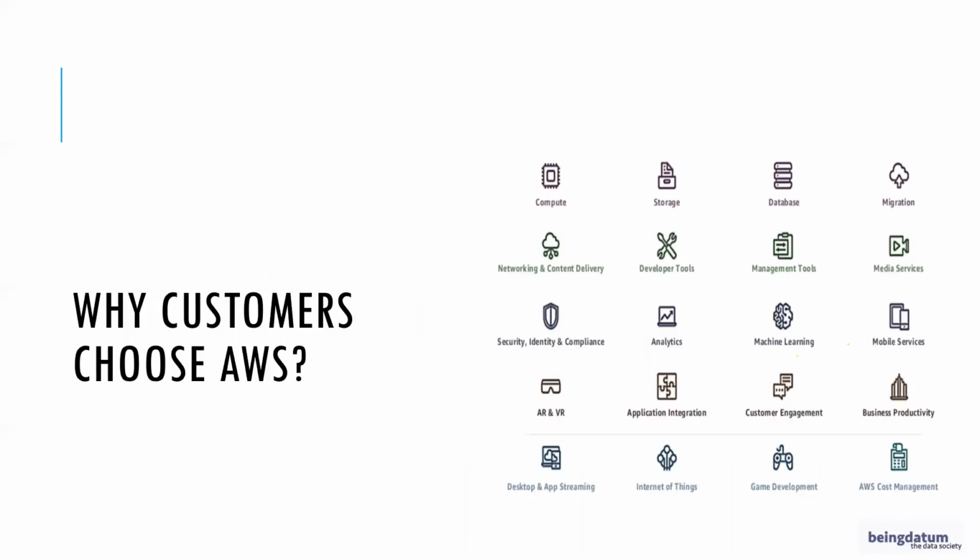Apart from that, we also have different categories of services, but these are a few of them: compute, storage, database, migration, networking and content delivery, security, identity, analytics, ML, mobile services, application integration, AR and VR, that is augmented reality and virtual reality, business productivity, cost management, IoT, and game development. You can see that so many services are being offered by AWS.